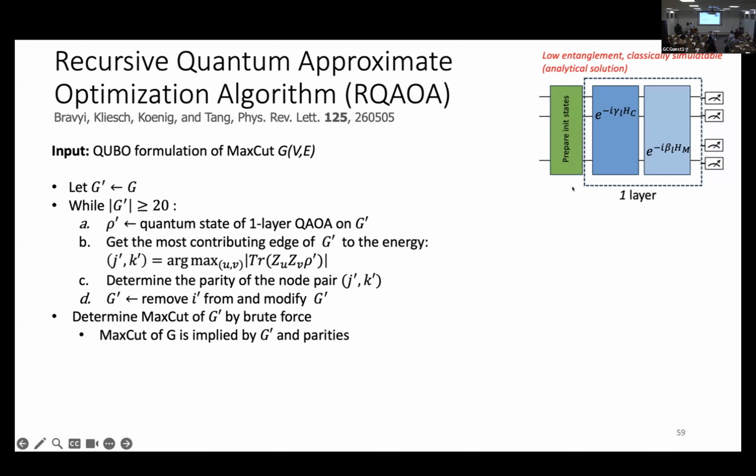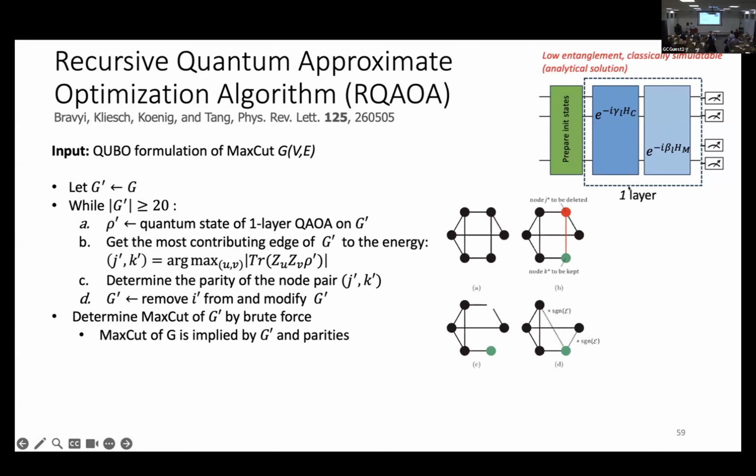One layer usually cannot do full entanglement, but by removing the node in one layer and then merging the nodes, you can do non-local operations by merging the graph, making the graph smaller and smaller by only using one layer of QAOA.